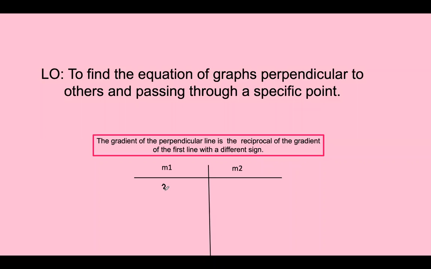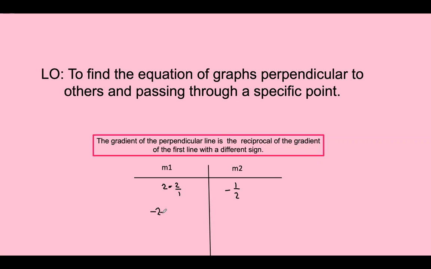Then the reciprocal of 2 is going to be 1/2. Now you might think, where did you find the 1? Now we can write number 2, a whole number, as a fraction by adding 1. Okay, and that's how you easily can find the reciprocal. So it's going to be 1/2. But be careful here, because the gradient of the second line that is perpendicular to the first line is going to be with a different sign. So add a minus.